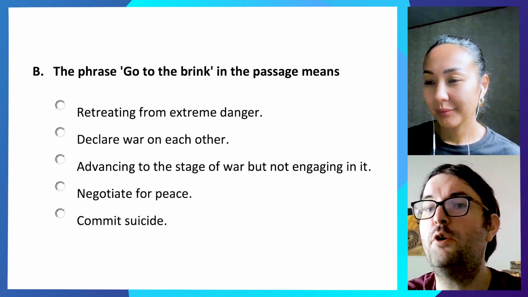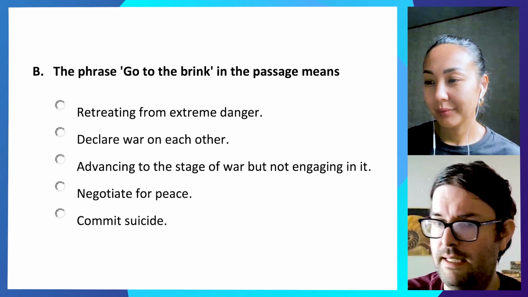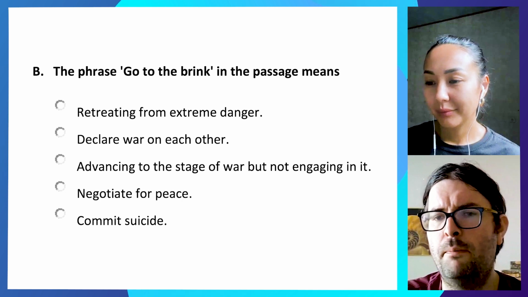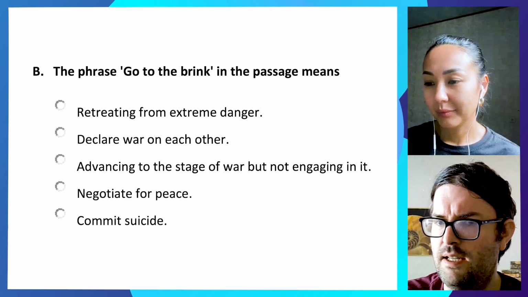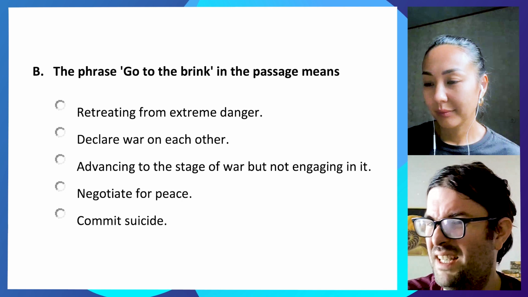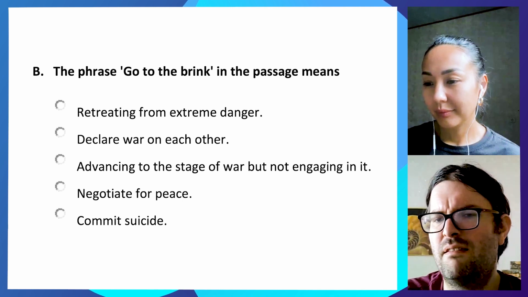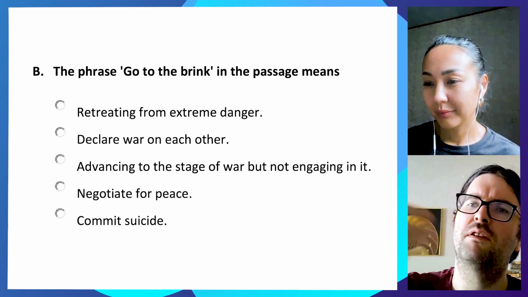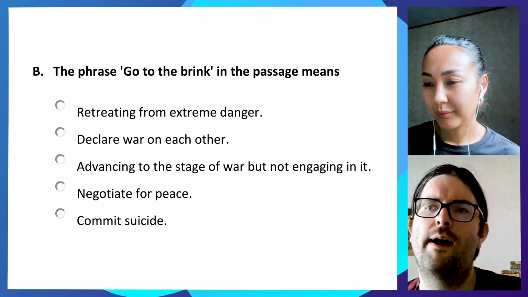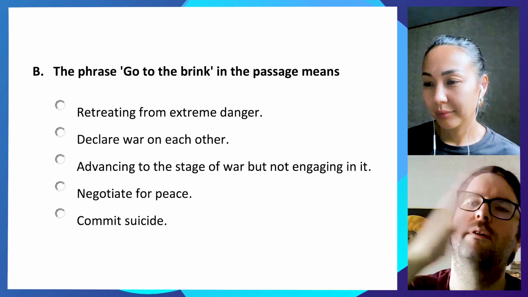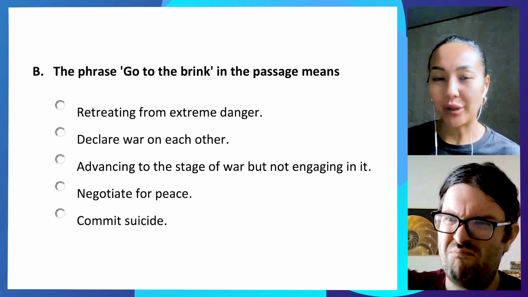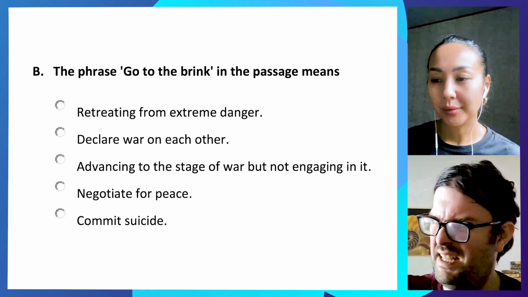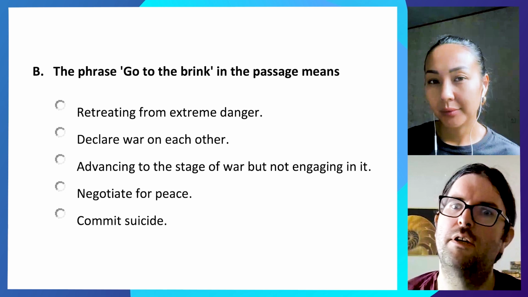So the phrase "go to the brink" in the passage means: retreating from extreme danger, declaring war on each other, advancing to the stage of war but not engaging in it. I would say the third one, because if you go to the brink, then you don't quite go over the top, but you go right to the edge. What does brink mean? You just explained. Yeah, it's right to the edge.